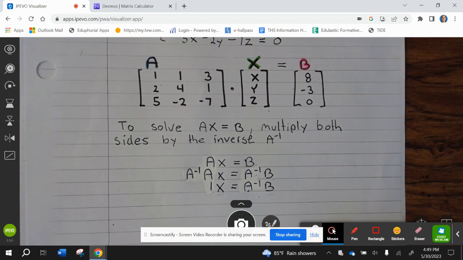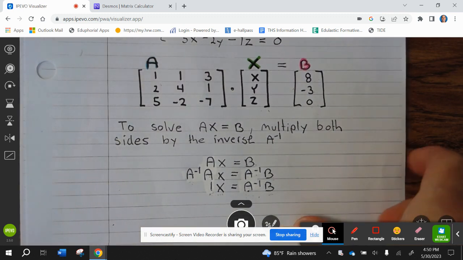To solve AX equals B, multiply both sides by the inverse, A inverse. So you have A inverse A times X equals A inverse B. A inverse times A is 1, so you have X equals A inverse B. All right, let's take a look at the first example.